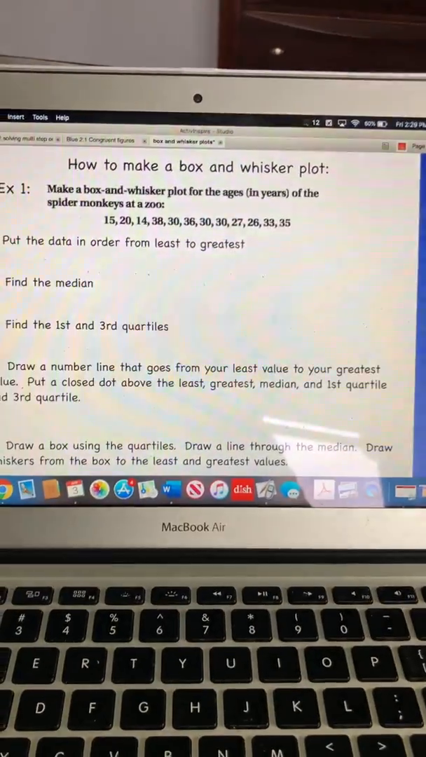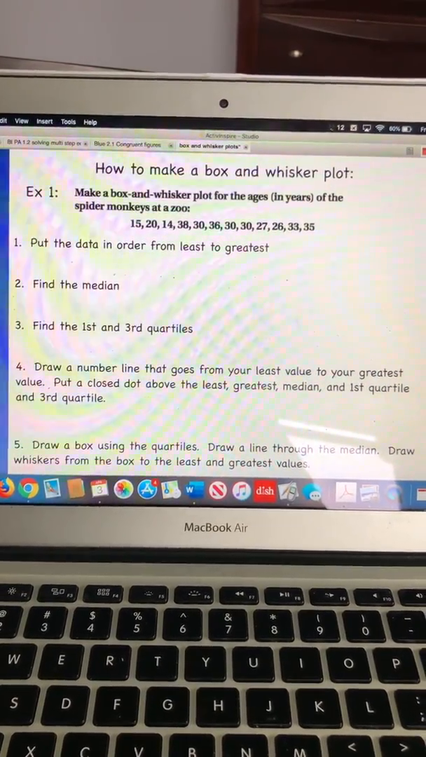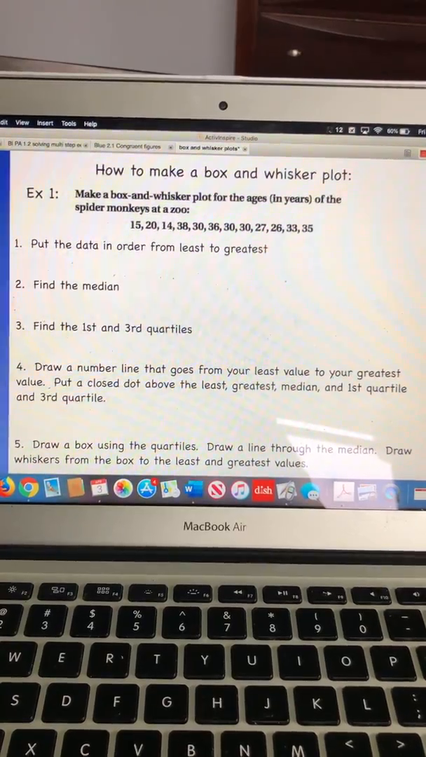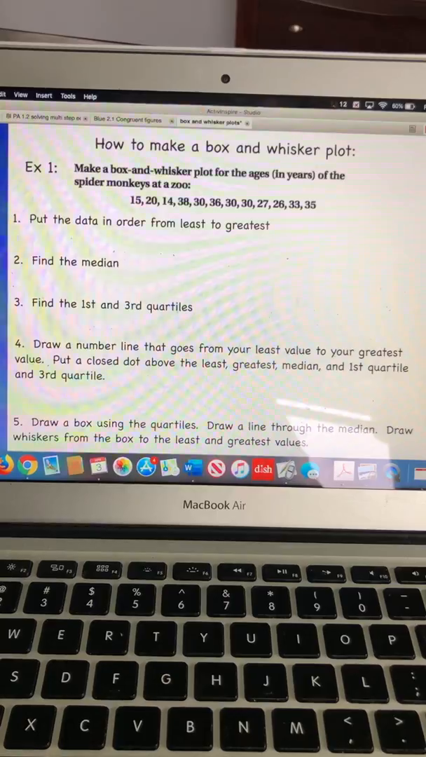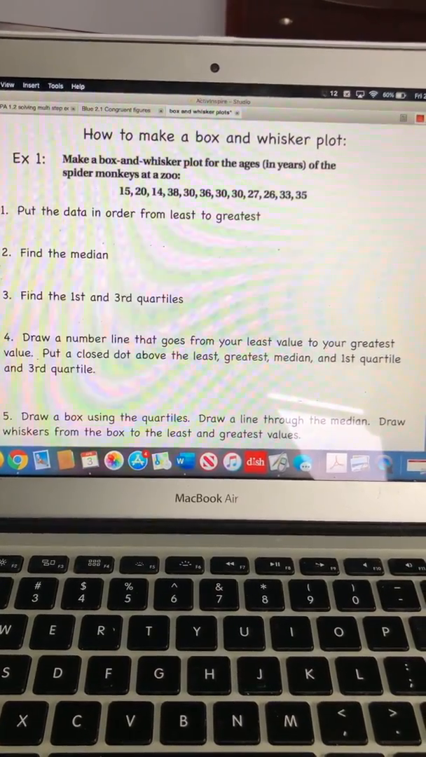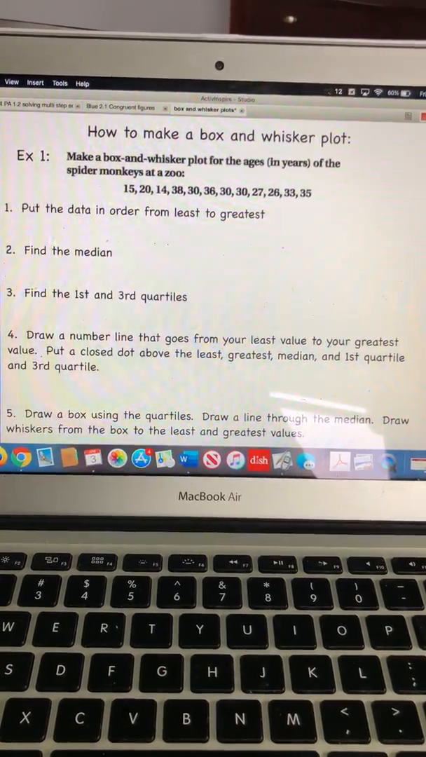All right, guys, so as promised, part two. This is literally me on my phone, and then I'm just gonna be drawing this box and whisker plot on my notebook. So I've got my computer here. This is kind of where I left off with the first part of the video.